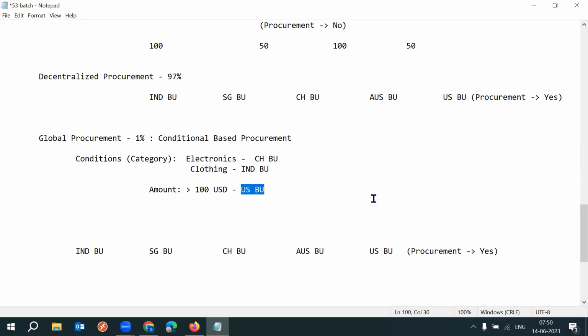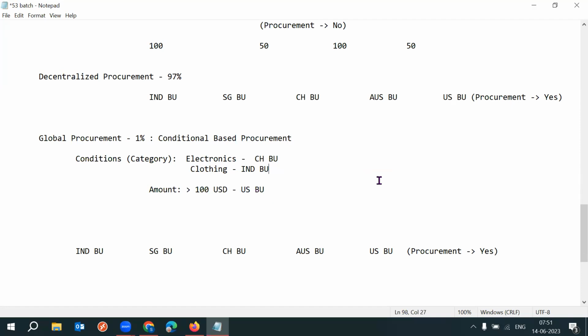So you can write conditions based on the category, and you can write conditions based on the amount. Like this, 6 to 7 conditions are provided by Oracle. By configuring those conditions, we can identify the procurement BU. In case of an amount greater than 100 USD, the procurement BU is USBU. Based on these conditions, we are identifying the procurement BU.